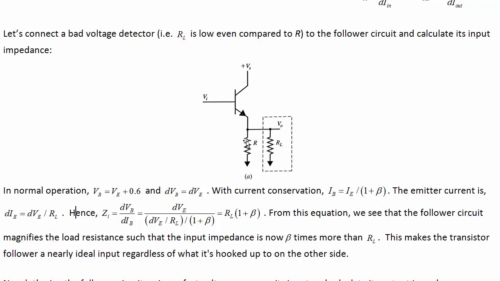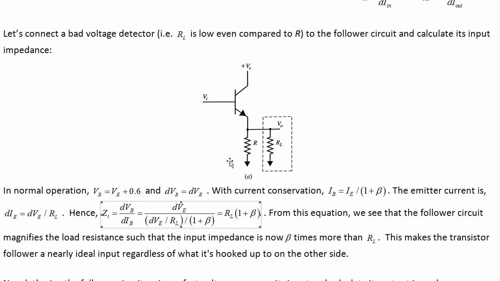And we know from the load line on this side that the change in the emitter current is just the change in the emitter voltage per its resistance. And we're imagining that RL is much smaller than R because it's a really bad voltage detector. So if we just substitute in the numbers that we've figured out there, we find that looking through the transistor, this appears to have a load resistance that's magnified by beta.